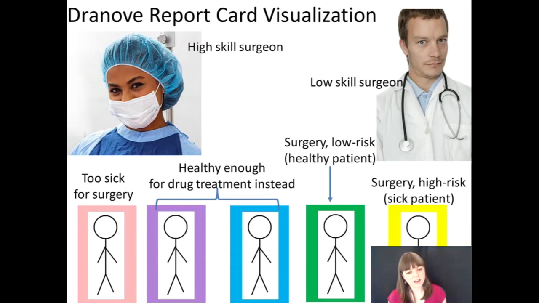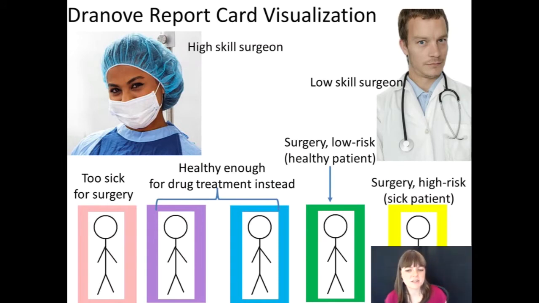And then there's these other 2 patients, the purple and the blue patient, who are healthy enough for drug treatment instead. The doctor knows they don't really need surgery. They can just use some drug combinations and some lifestyle changes, and that's actually a safer approach for those patients. So the actual recommendation for the purple and blue patients is no surgery. They're pretty healthy. But of course, all these patients have heart disease of some sort. They're healthy, conditional on having heart disease.